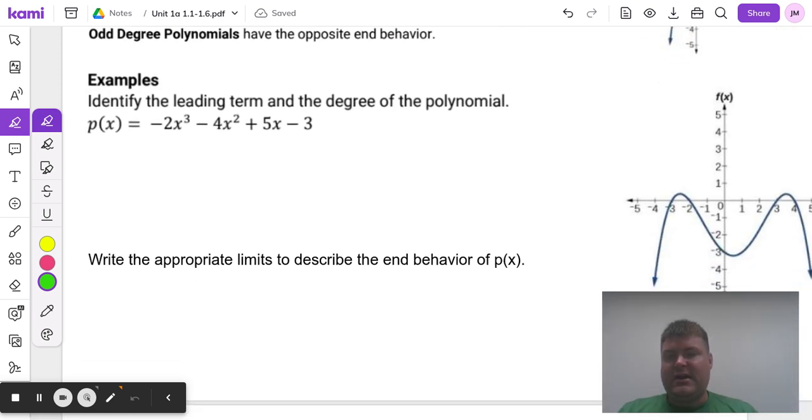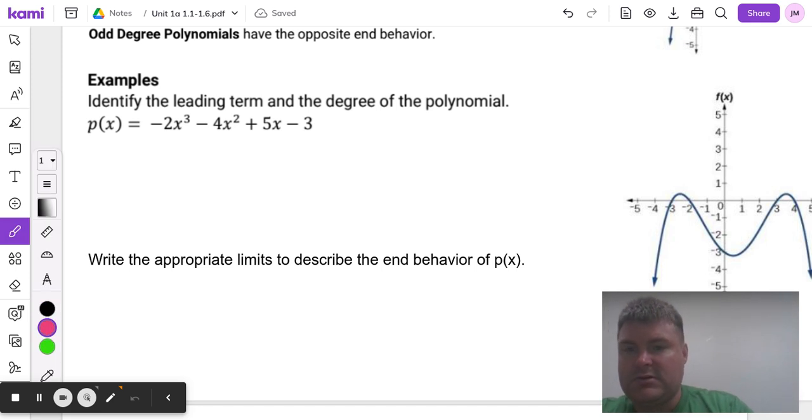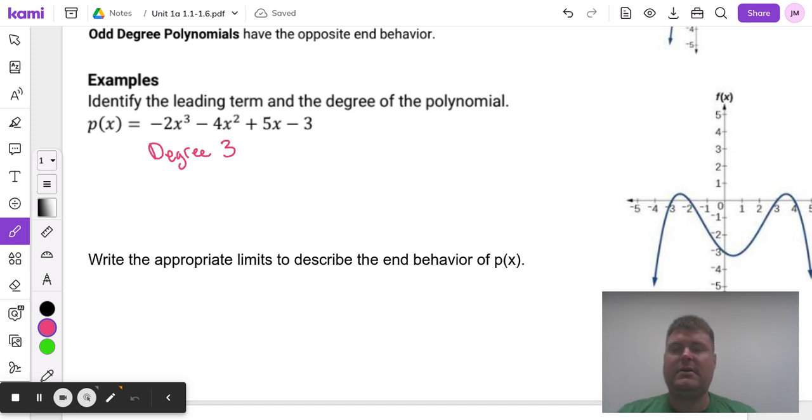First example: identify the leading term and degree of the polynomial, and then write the appropriate limit to describe the end behaviors. The leading term here is going to be degree 3, because the highest degree of all the terms is 3. These are not linear factors. If these were linear factors, then we would add all the degrees of the linear factors up. It's not standard form, so we just look at the highest degree, which means my a value is going to be -2, which, by the way, is negative. It's important to know.